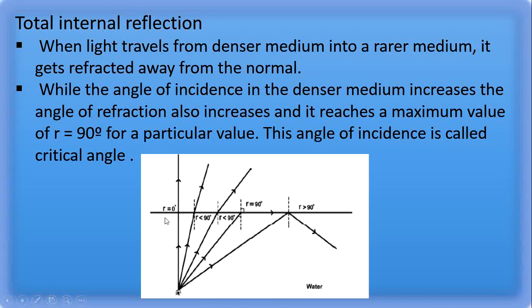See this diagram. Here, first, the angle of refraction is 0 degrees. Afterwards, here r is less than 90 degrees, and here also r is less than 90 degrees. When it reaches r equal to 90 degrees, there is no refraction. Now this angle is called the critical angle.